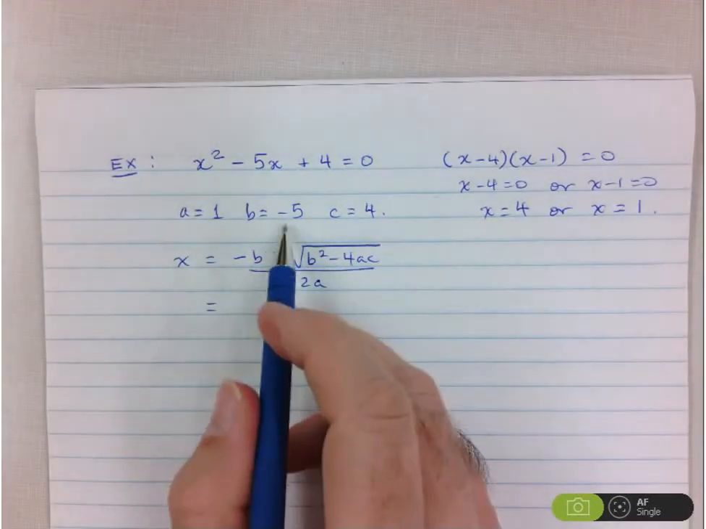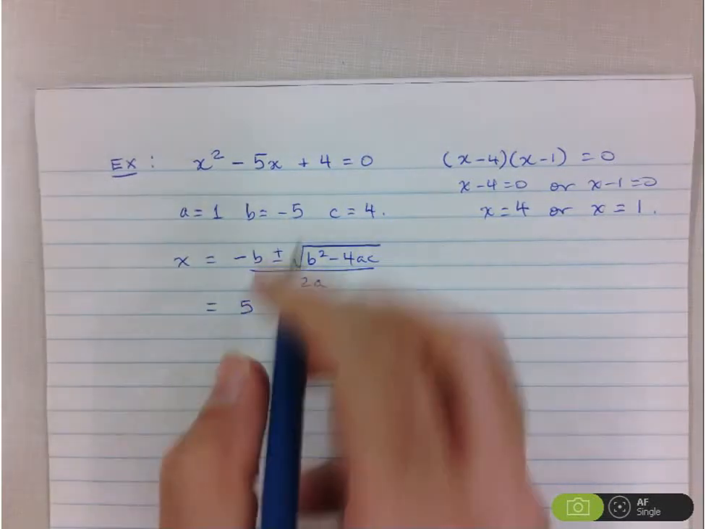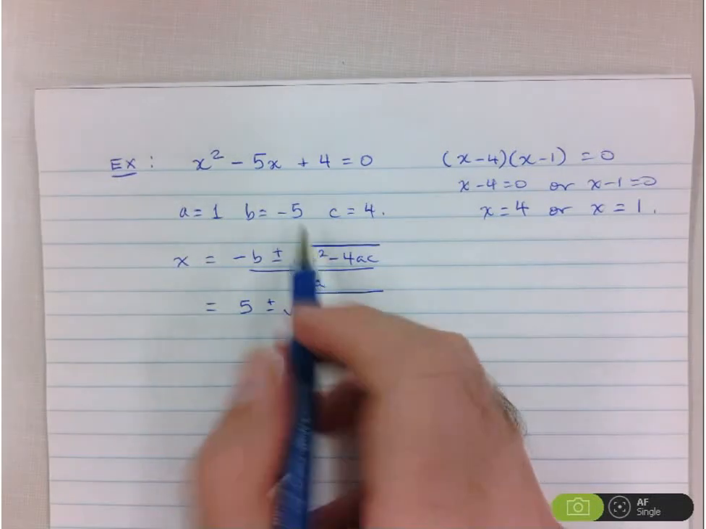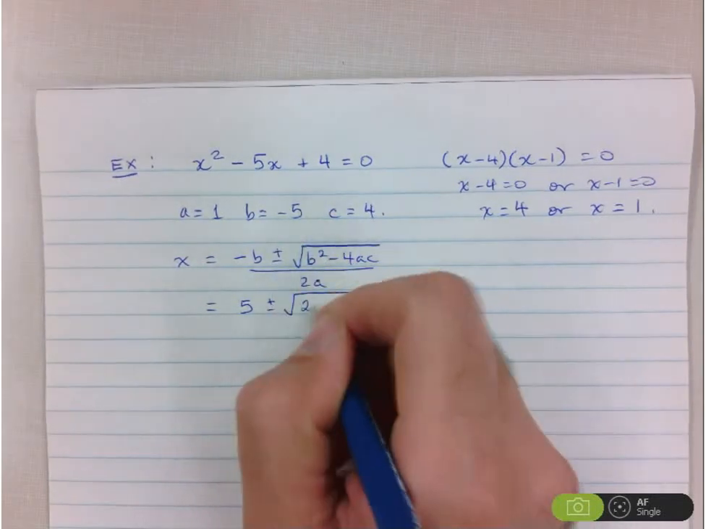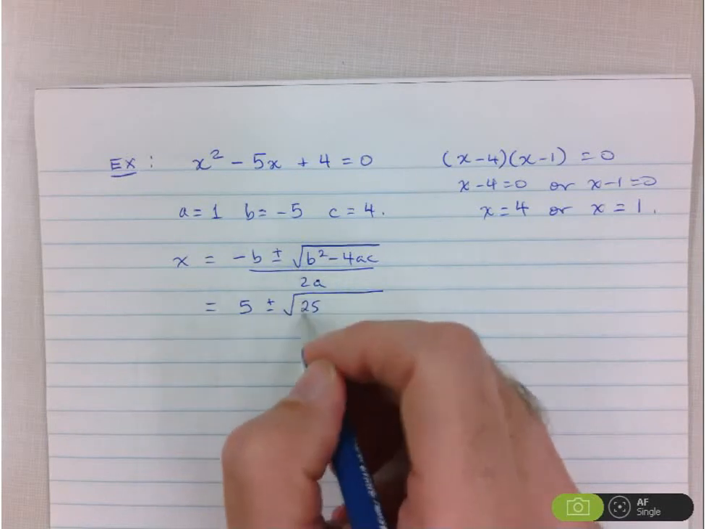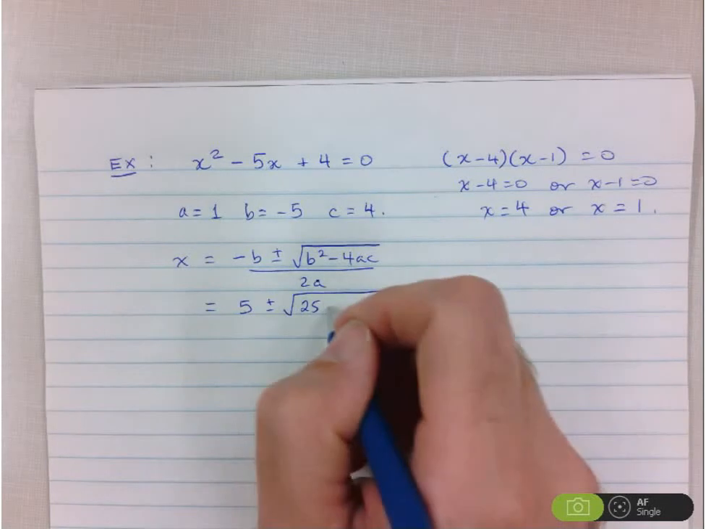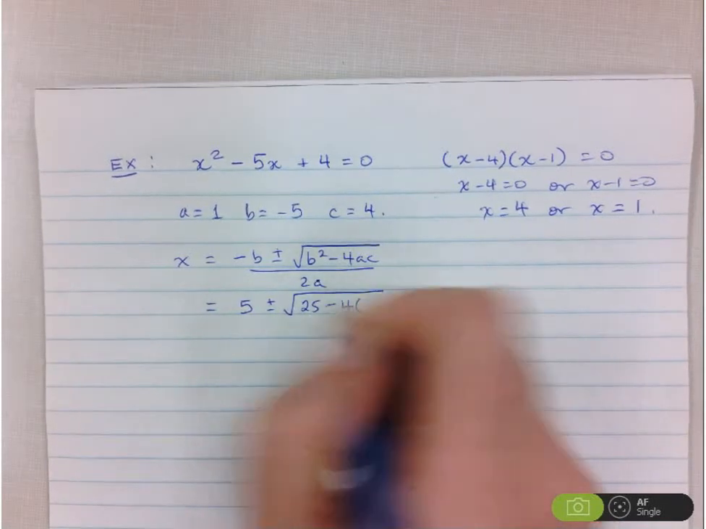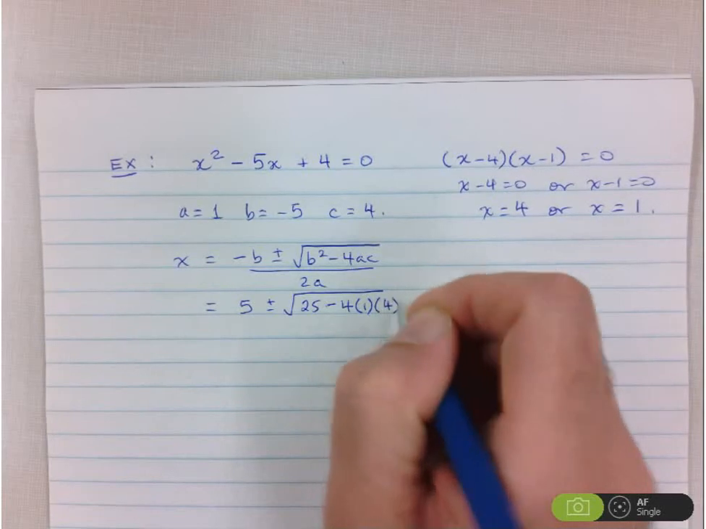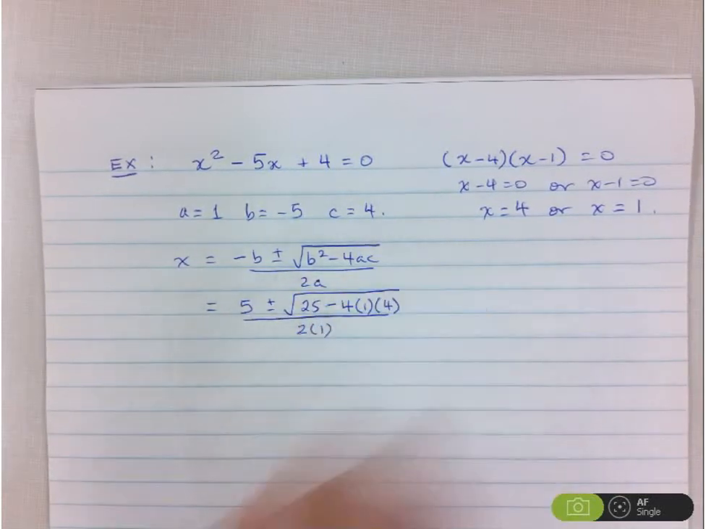Well, we have negative b, so we have the negative of negative 5, so that becomes positive 5, plus or minus. Here we have b squared, so negative 5 all squared, that's 25. So you do see I skip some steps. I don't bother writing out negative 5 squared. If you feel you need to do that, you should definitely do it. Minus 4 times a, which is 1, times c, which is 4, all over 2 times a, which in this case is 1.